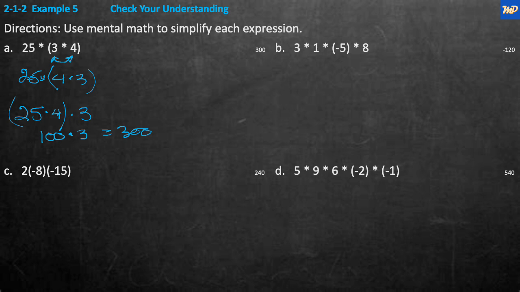Okay. How about B over here? 3 times 1 times minus 5 times 8. Well, let's look at that. What do we have? We have 3 times 8 is 24. We have 5 times 3 is 15. The 1 is kind of meaningless. It's not going to do anything for us.